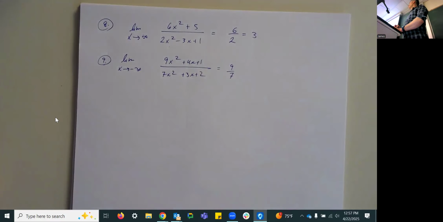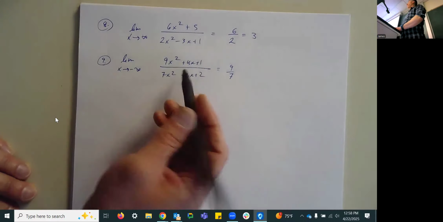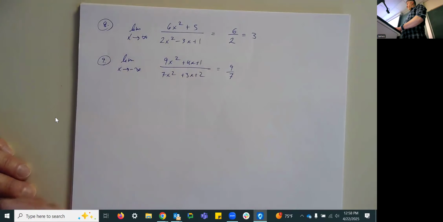I don't know at this juncture how much work your instructors expect to see. I would imagine on your first exam, they probably still want to see more work than just that. They probably want to see you divide everything by x squared or factor out an x squared. So we'll do that for the next one.